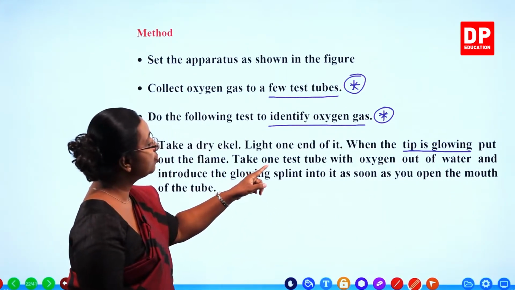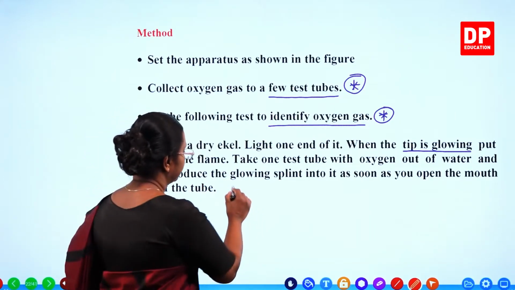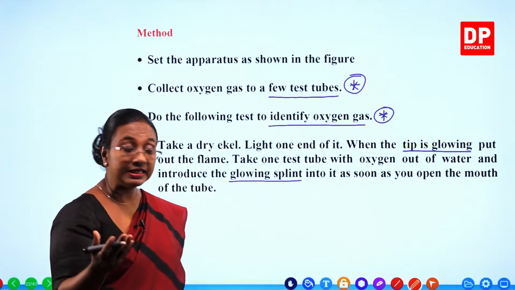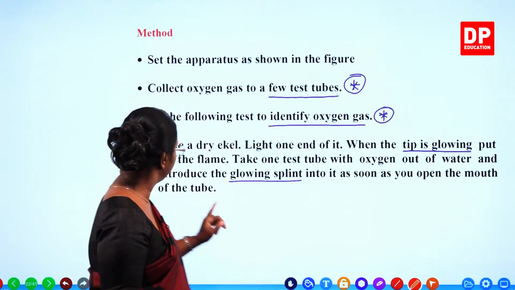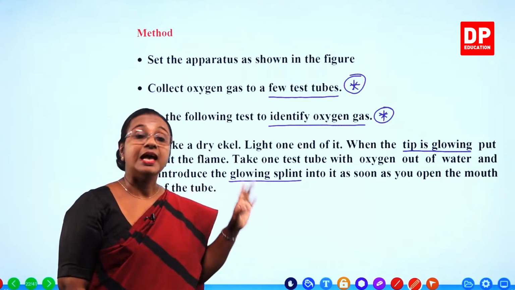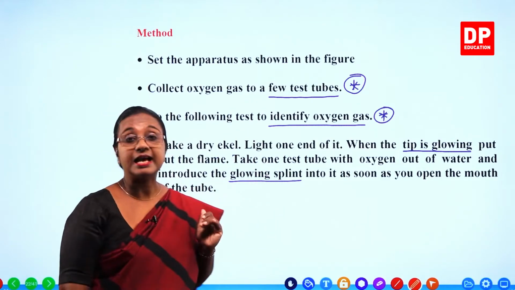Take one test tube with oxygen out of water and introduce the glowing splint. Glowing splint or glowing splinter, it refers to the same thing. Introduce it as soon as you open the mouth of the tube, and then you can observe what happens there. So, that is the activity, students.